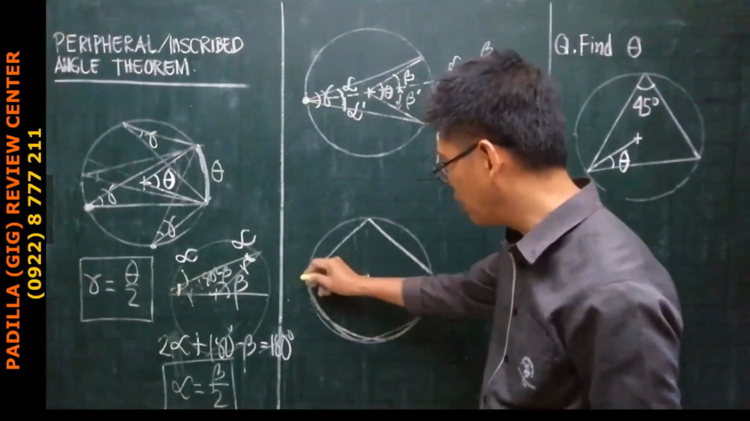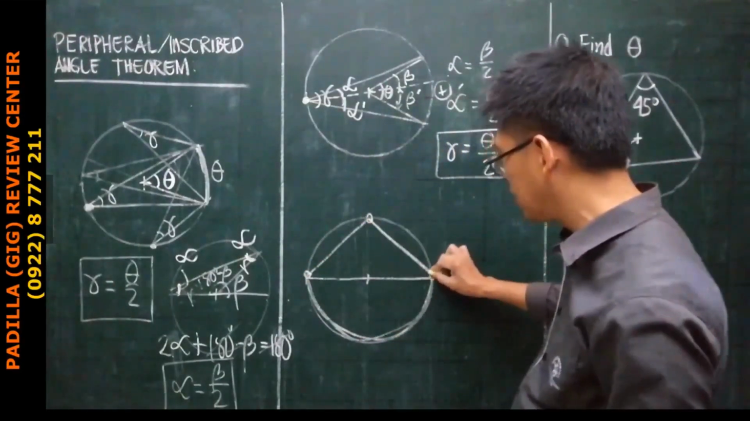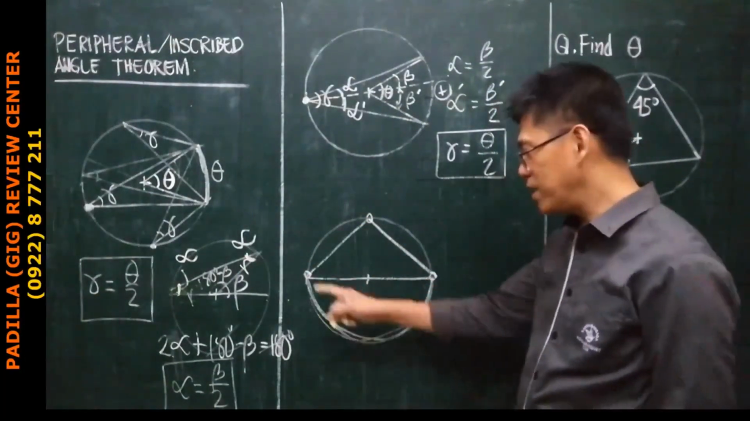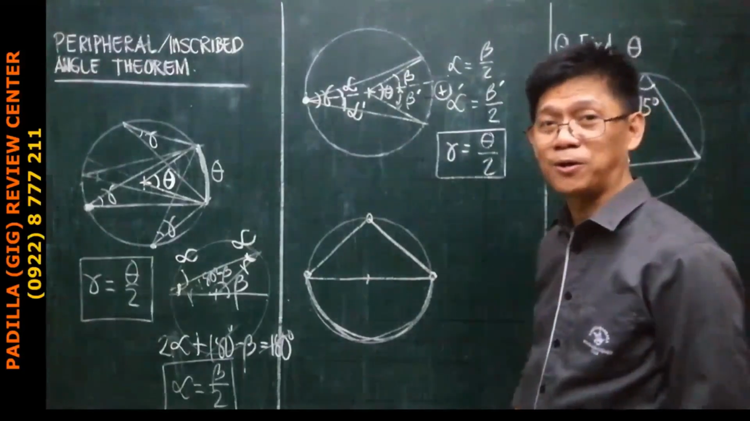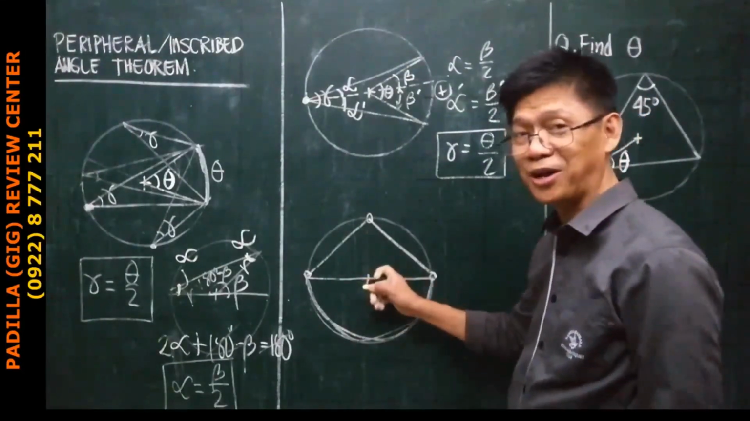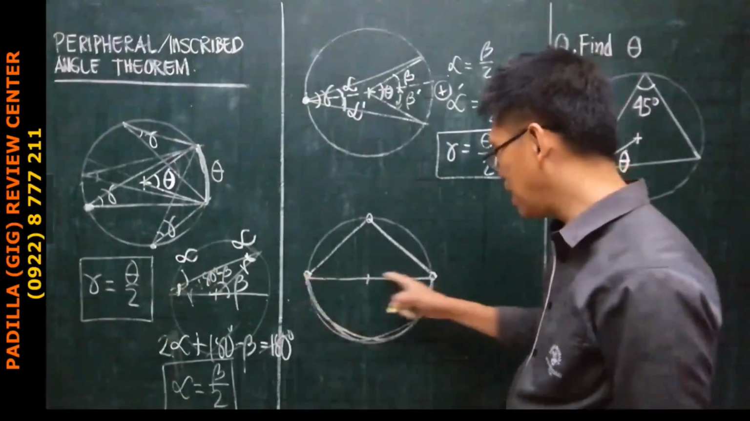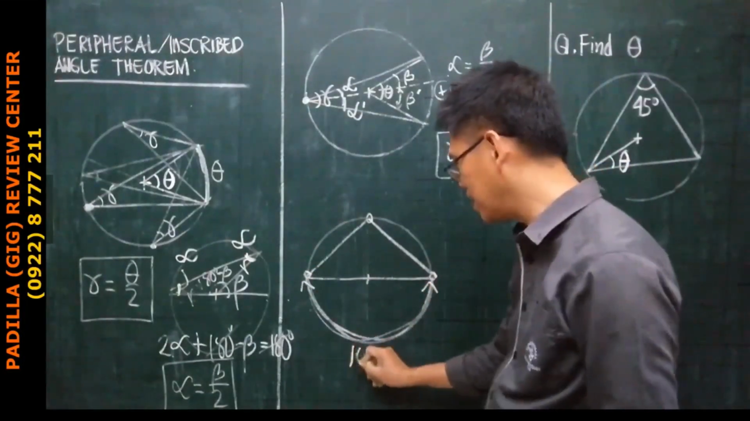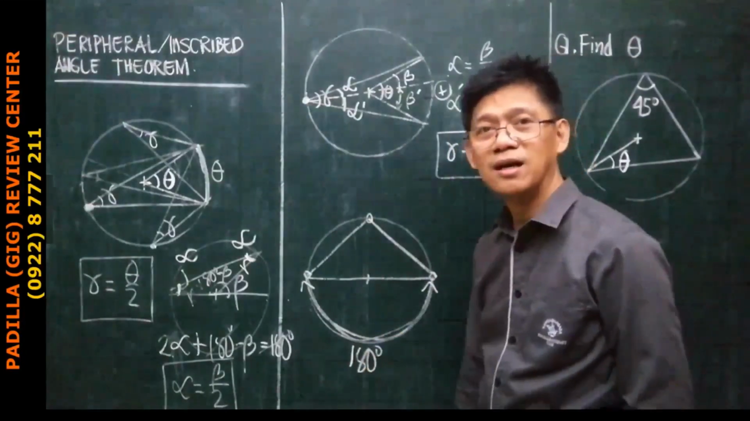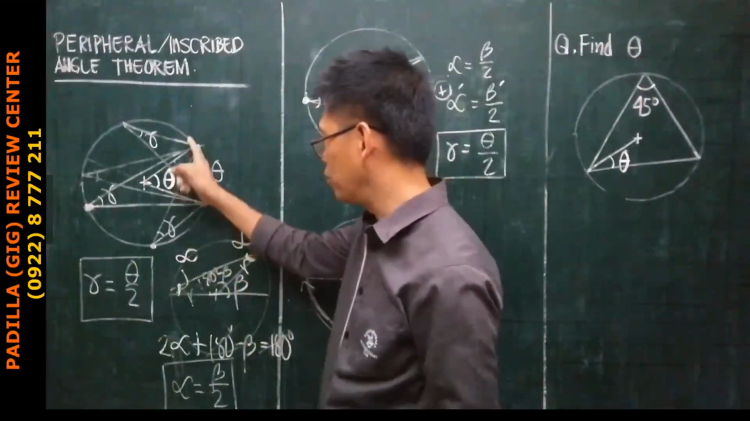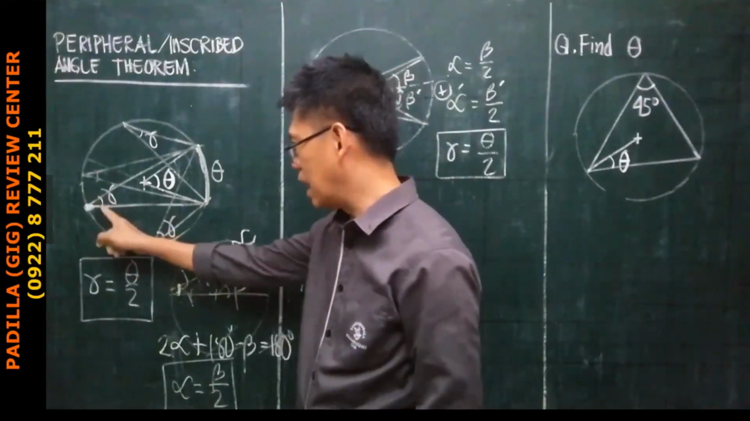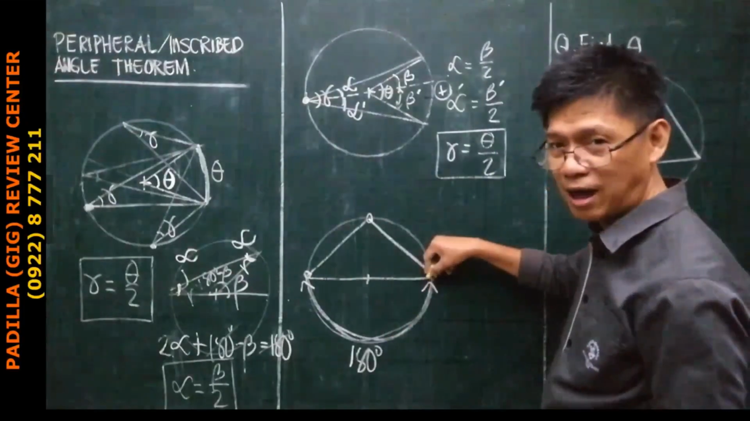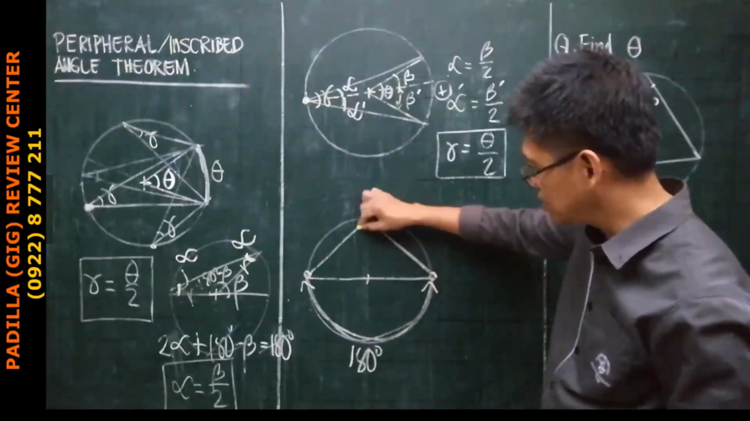When you have a triangle where all vertices are on the periphery of the circle, it is an inscribed triangle. And if one side is a diameter, this is a special triangle. Why? Because if this is a diameter, this is a half circle, so this must be 180 degrees. Applying the peripheral angle theorem, if this is theta, gamma is half theta. If this is 180, a peripheral angle opposite this is this one.